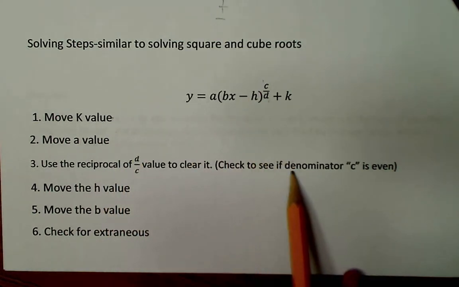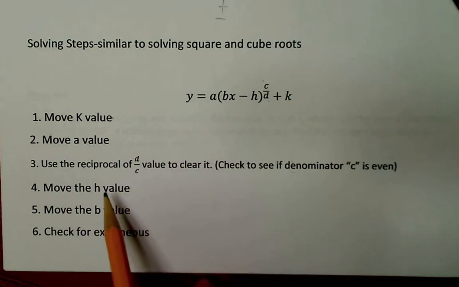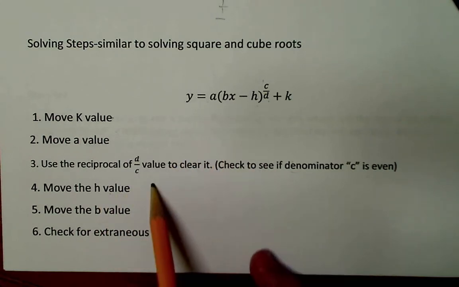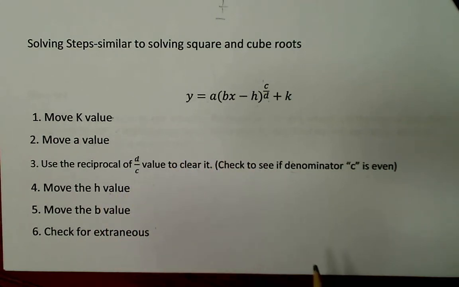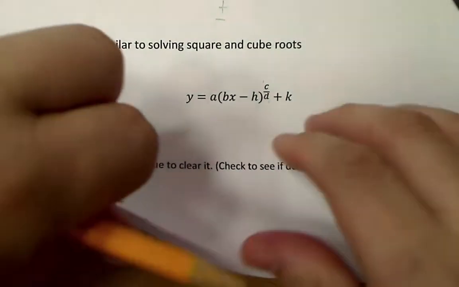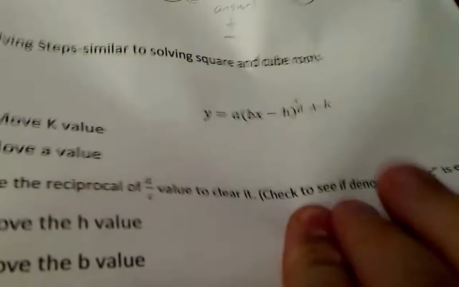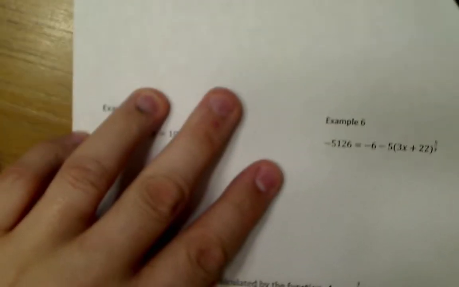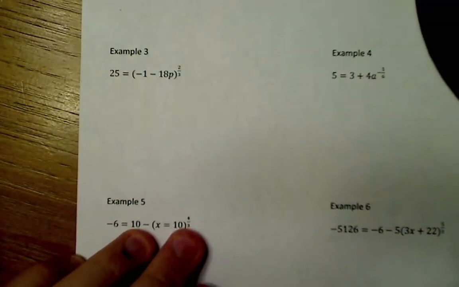And we're going to make sure to check whether the denominator C is even or not. We'll move the H value and the B value, then we're going to check for extraneous solutions again, because if it's an even root denominator, we want to make sure the answer you get actually does work in everything. So that's what we're looking at for fractional exponents. And again, you'll hear me use the terms fractional and rational exponents for what we're doing. Okay.